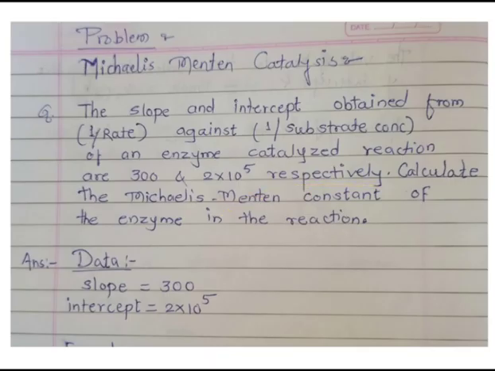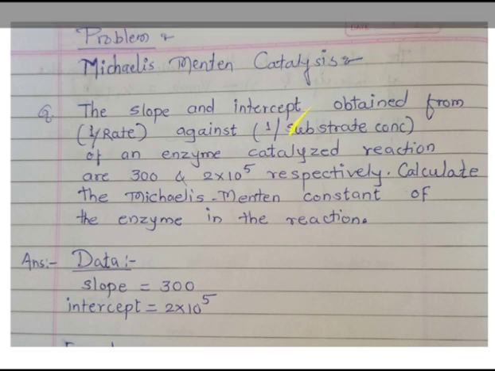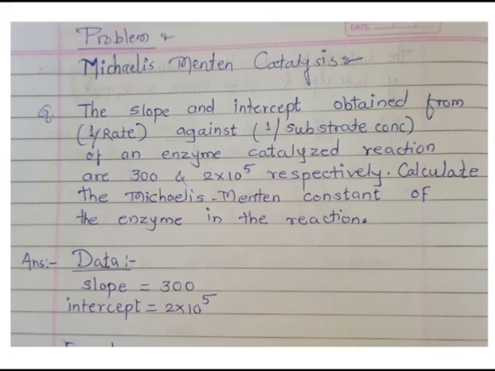So see, here is the problem based on the Lineweaver-Burke plot. The problem is based on Michaelis-Menten catalysis or the Lineweaver-Burke equation. Michaelis-Menten catalysis is given because Km is going to be calculated now, and the Lineweaver-Burke equation we know now. So the heading is either Michaelis-Menten catalysis or the Lineweaver-Burke equation based problem.